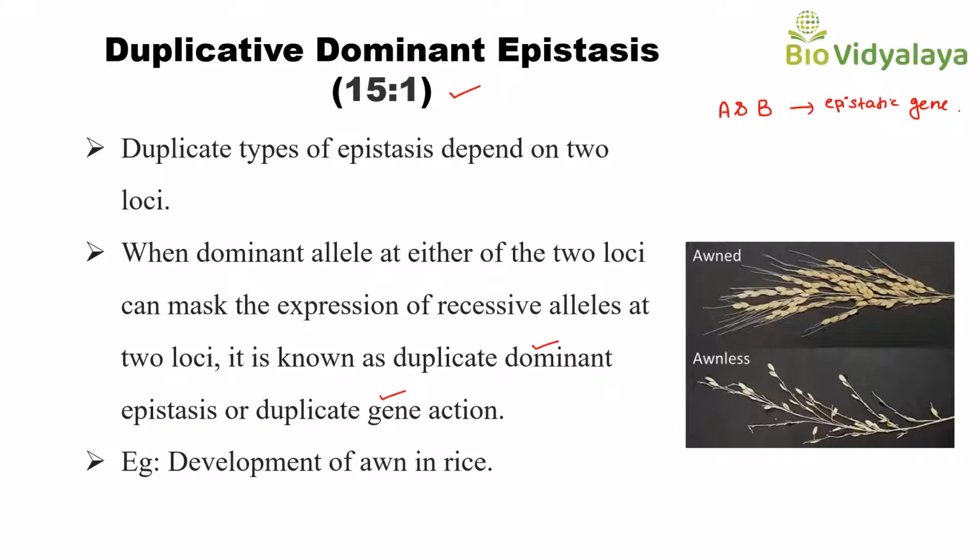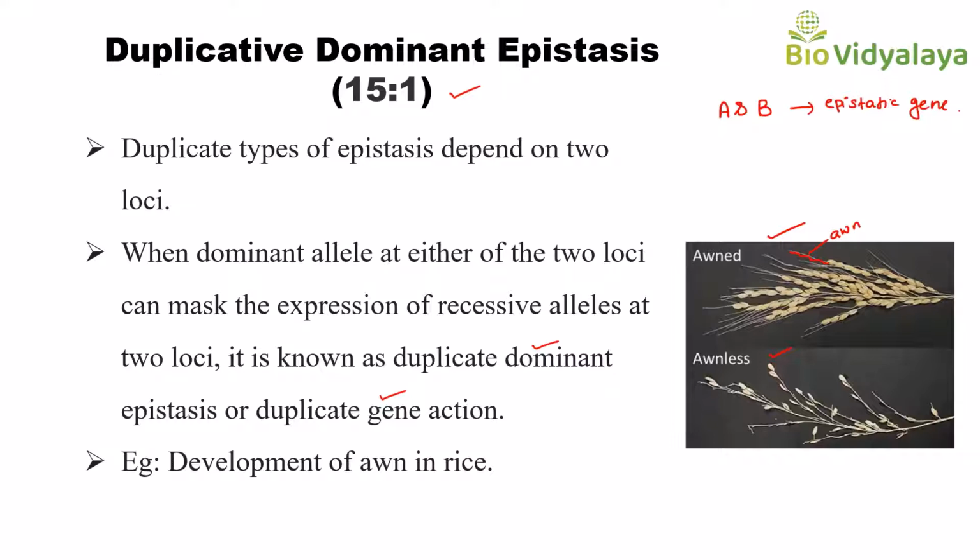An example is the development of awn in rice. Here you can see that this is awned rice, and this is awnless rice. Here you can see a hair-like appearance. This hair-like appearance is called the awn. So here awn is present, so this is awned rice. Here awn is not present, so this is awnless rice. This development of awn in rice is an example of duplicate dominant epistasis.